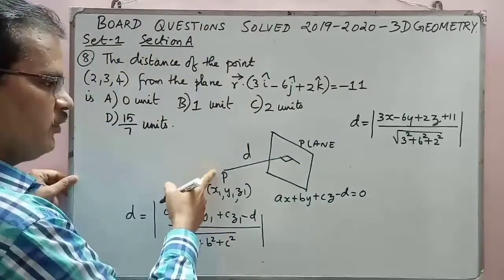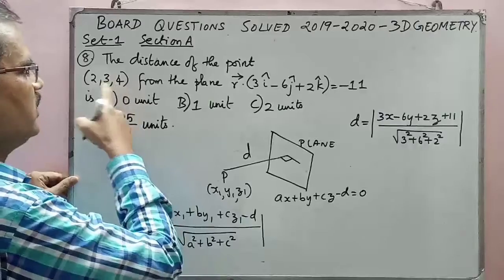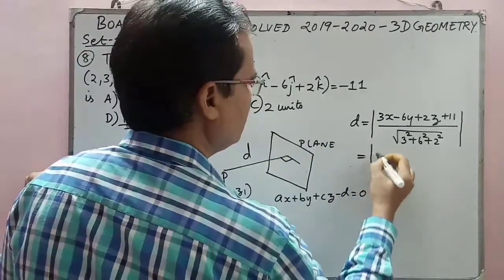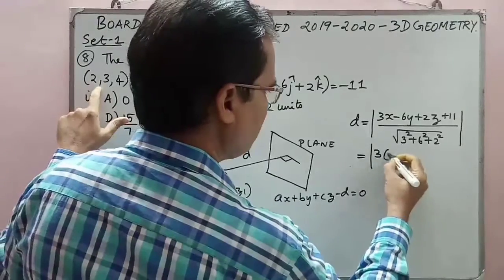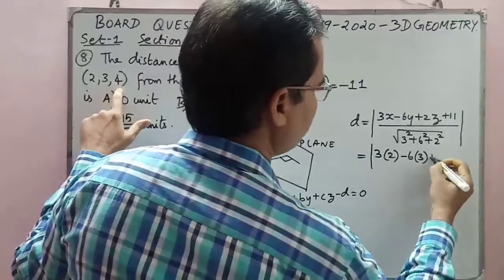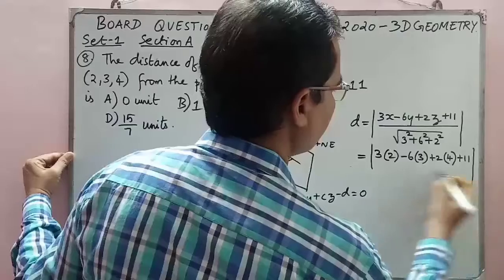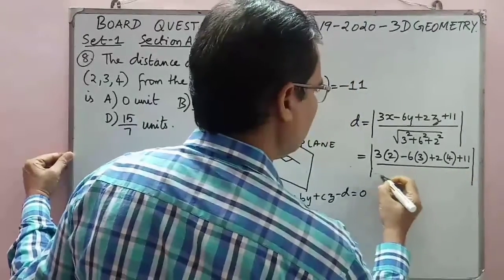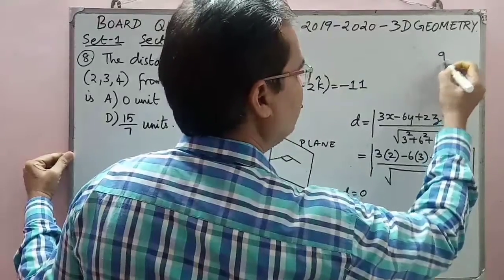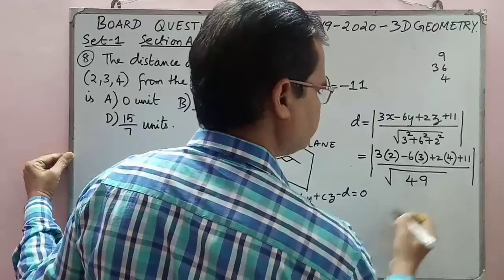Okay, children. Now we need to find the distance from this point. The point is given as 2, 3, 4. This is x1, y1 and z1. Let us substitute in this: 3 into 2 minus 6 into 3 plus 2 into 4 plus 11, divided by root of 3 squared, 6 squared and 4 squared, 9, 36 and 4, which is root of 49.